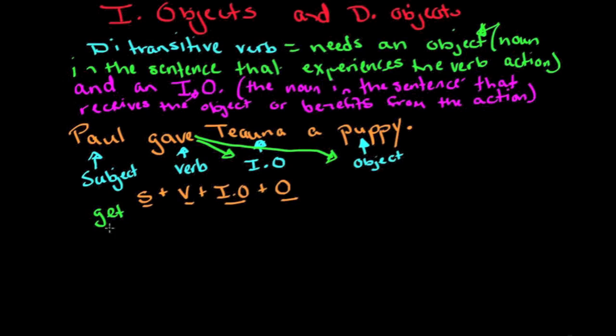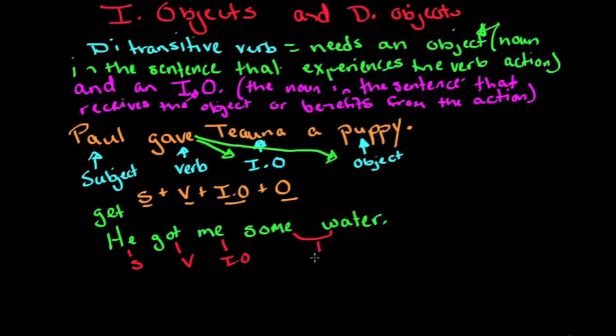so let me give you an example with this one. He got me some water. And here let's just break it down. He is our subject, got is our verb, me is the indirect object, the thing receiving the direct object. So here's our direct object. This is what is being given.